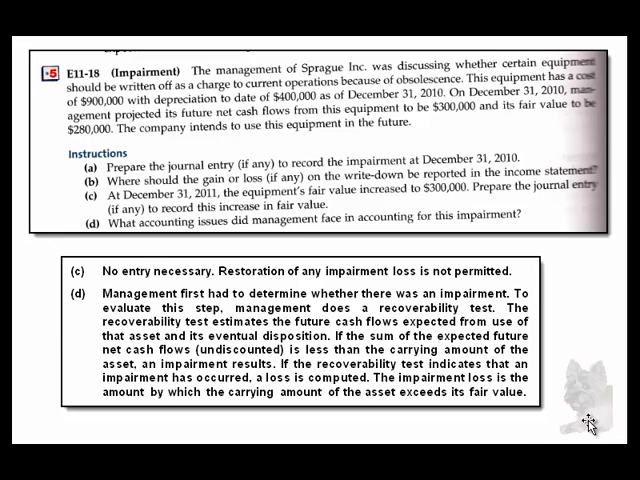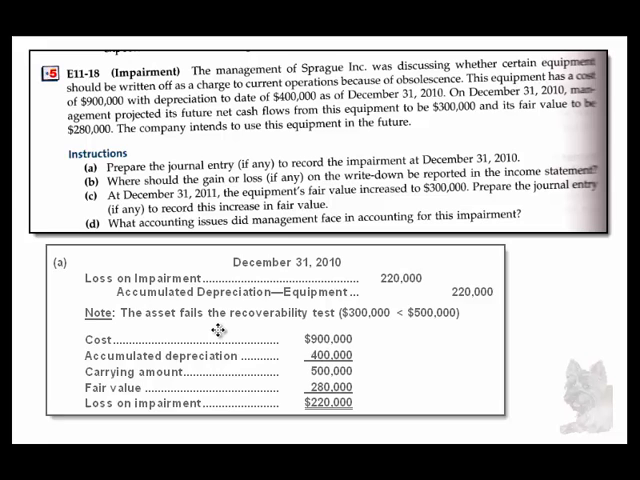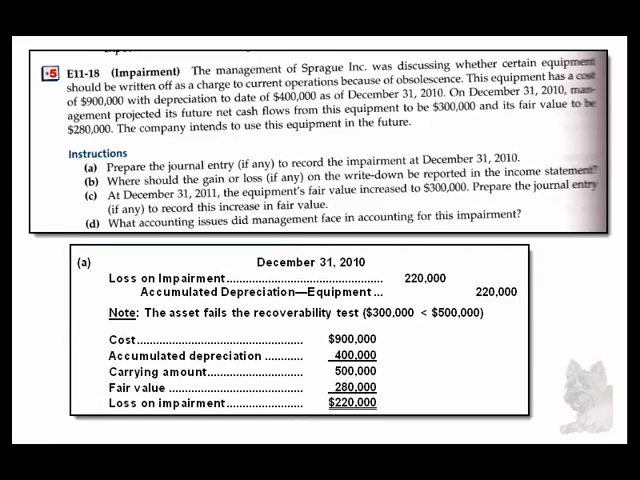Okay, and we saw that on Part A. Let me slide Part A over, and you'll see that again. Okay, so here we see the numbers that support our answer in D.